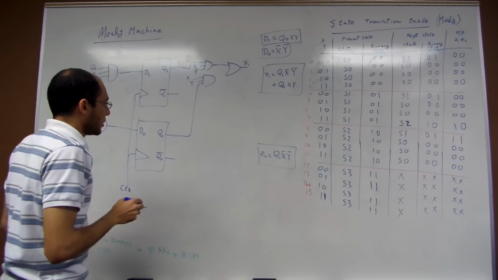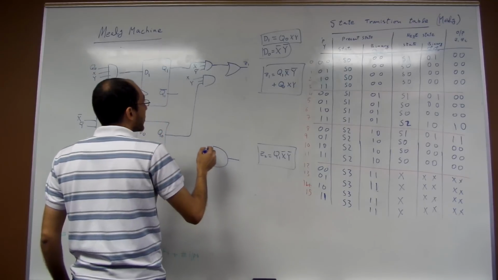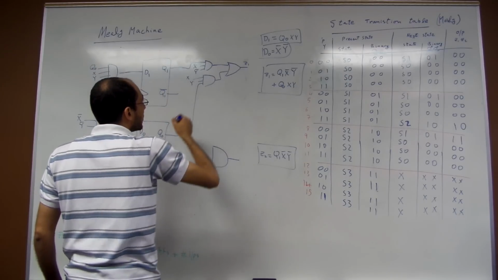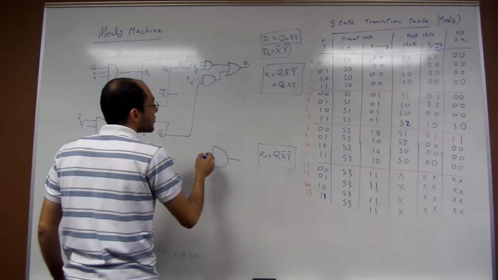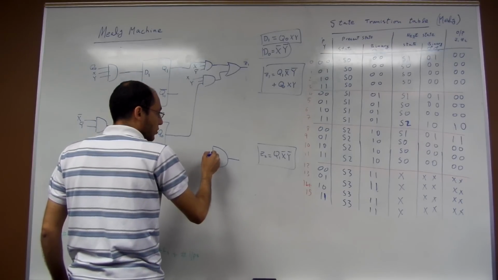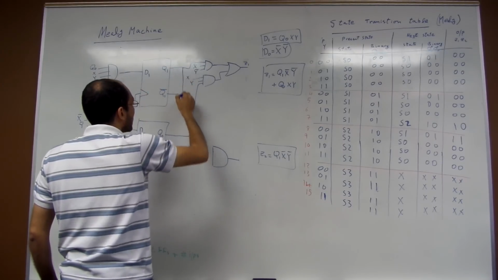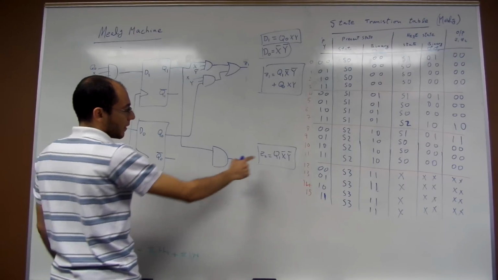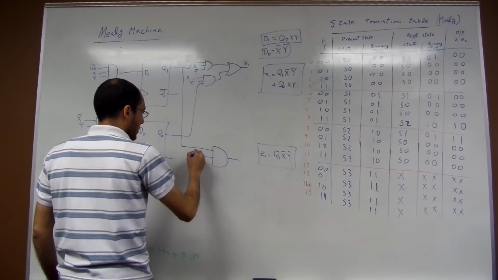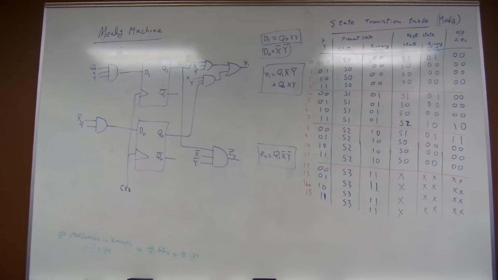Similarly for Z2, it is a single AND gate, Q1 and X bar Y bar. Where is Q1? This is Q1, right, and X bar Y bar. This is X bar, and this is Y bar, and this becomes Z2, right? So that becomes the circuit.